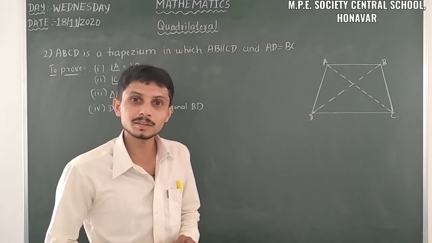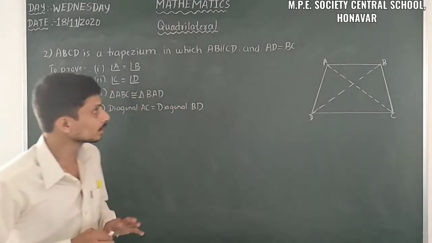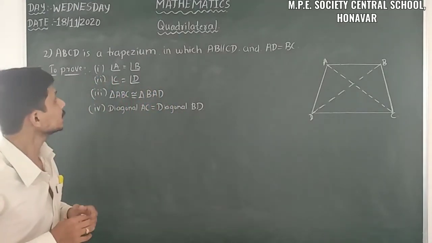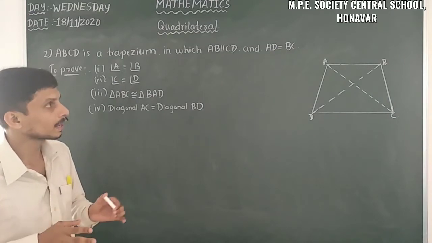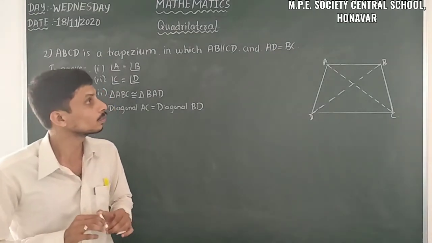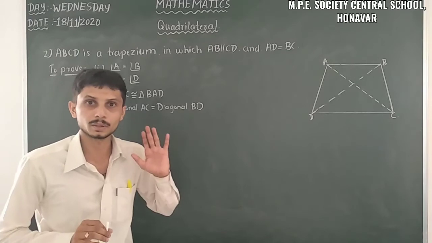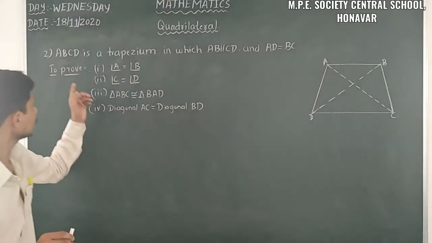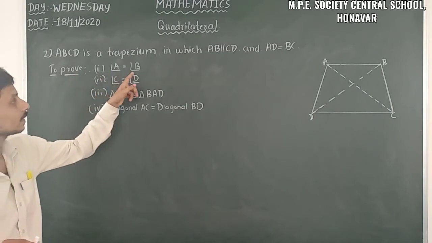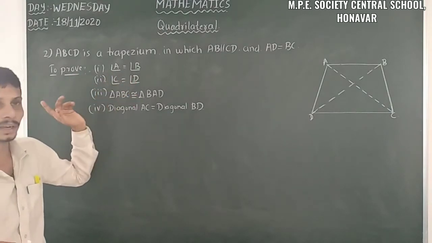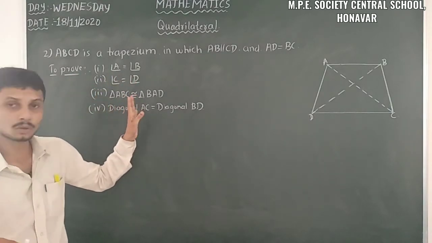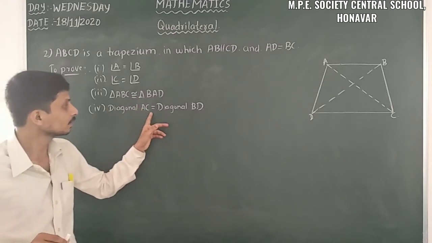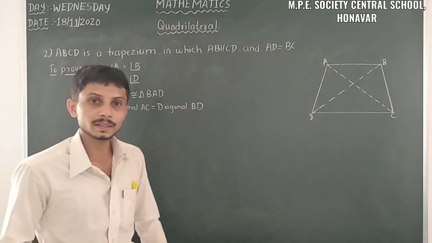So let us take the second problem of this video. Here the problem is ABCD is a trapezium in which AB is parallel to CD and AD is equal to BC. So we can take it as given. And to prove: firstly angle A is equal to angle B, angle C is equal to angle D, triangle ABC is congruent to triangle BAD, and diagonal AC is equal to diagonal BD.